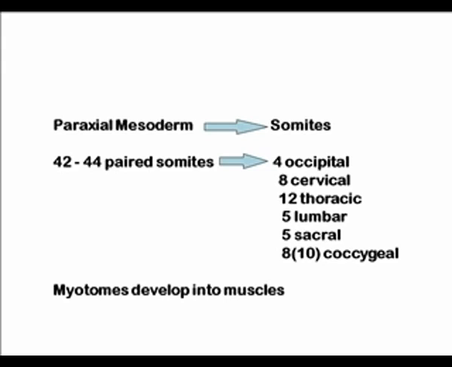Again, you remember the paraxial mesoderm gives rise to the somites. There are 42 to 44 somites, and the somites give rise to myotomes, which develop into muscles. For the limbs, the C5 through T1 myotomes will contribute to the muscles of the upper limb. The L2 to S3 myotomes will contribute to the muscles of the lower limb.